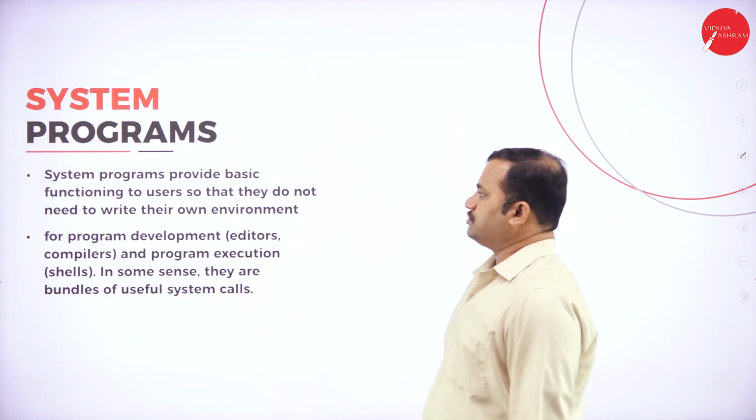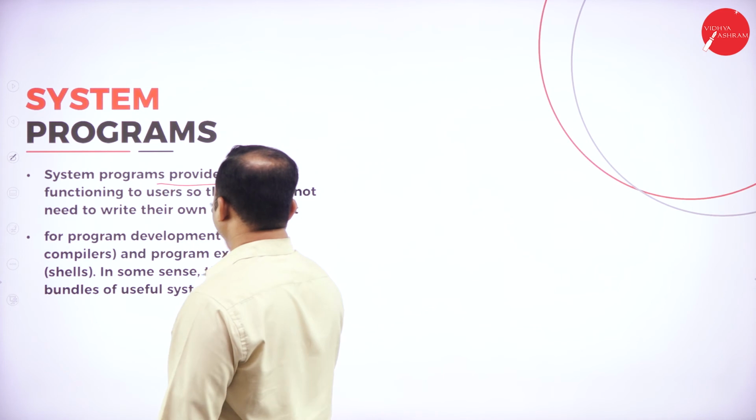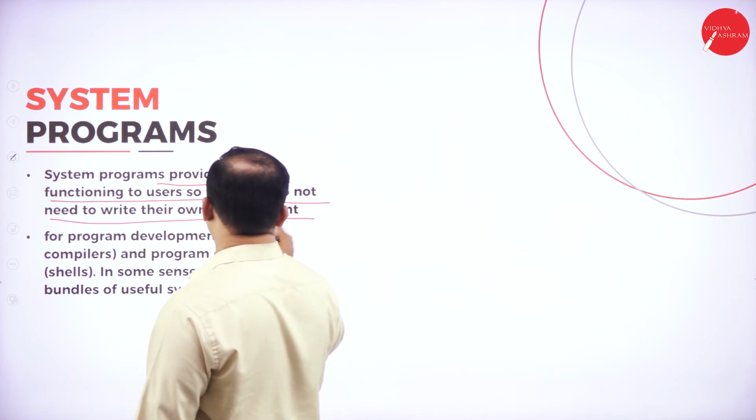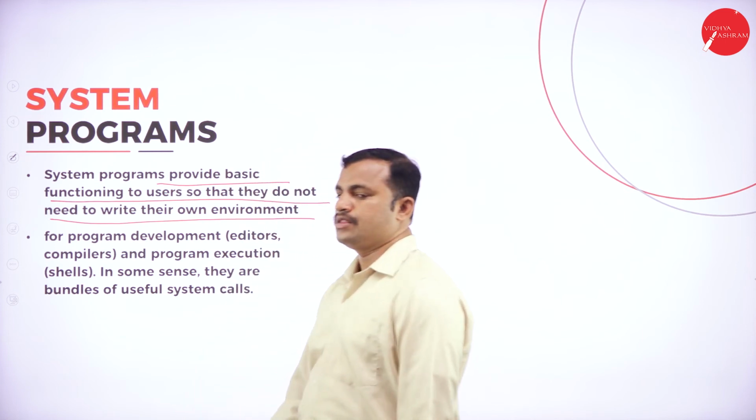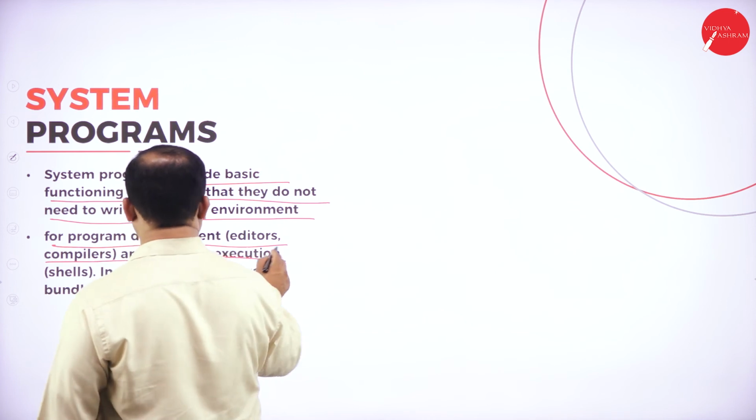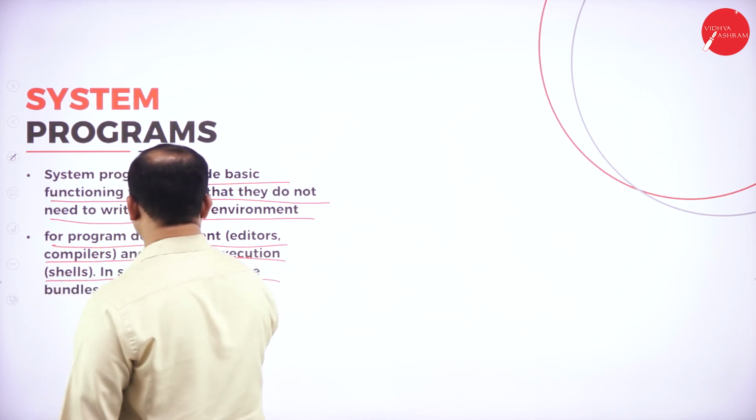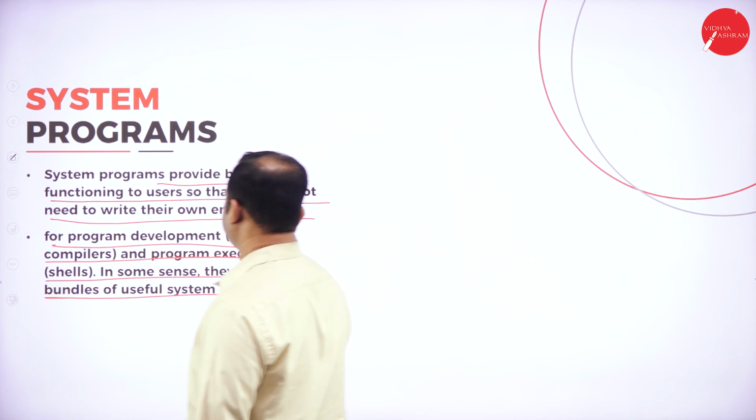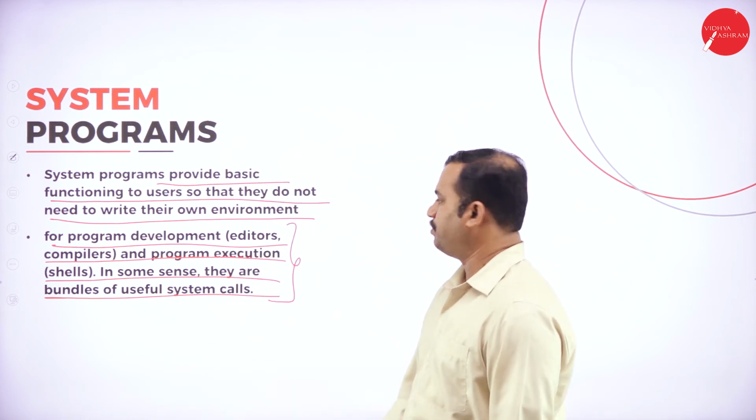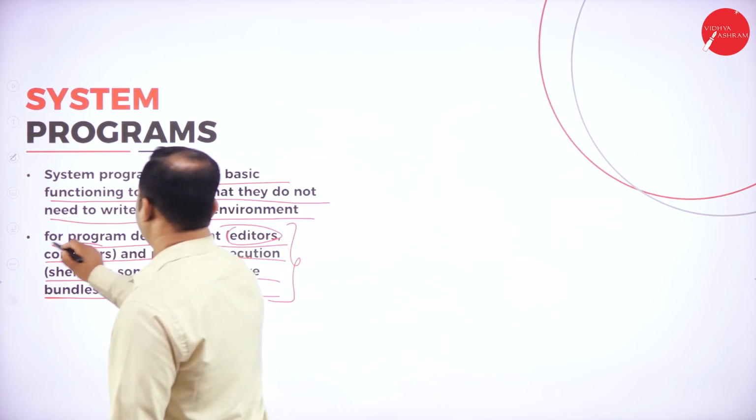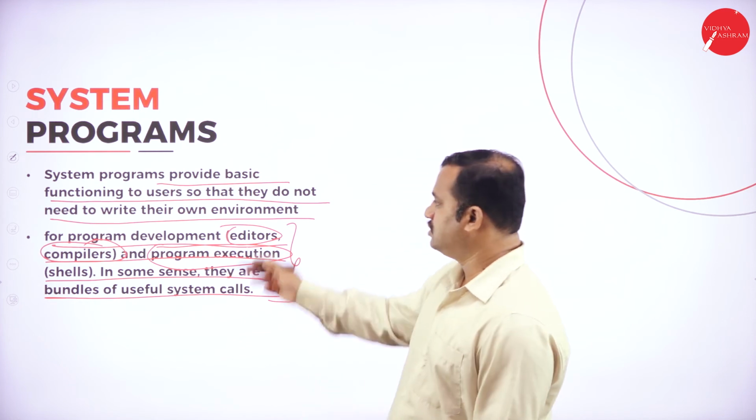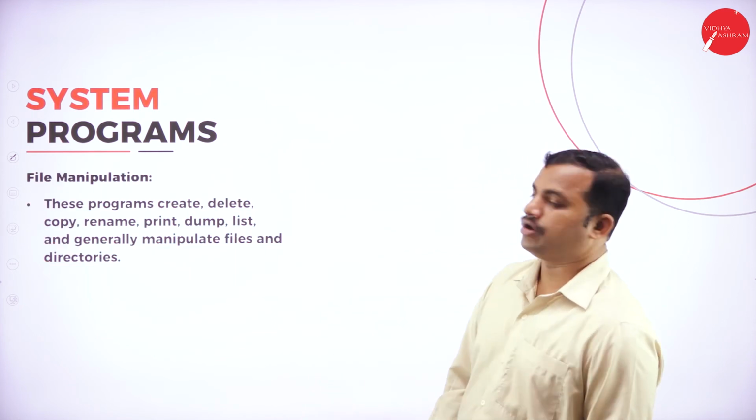Now the system programs. The system programs provide basic functionality to users so that they do not need to write their own environments for program development: editors, compilers, and program execution shells. In some sense, they are bundles of useful system calls. That means useful system calls are used to perform the operations of editors, compilation, and program execution. This is how we are going to do that.